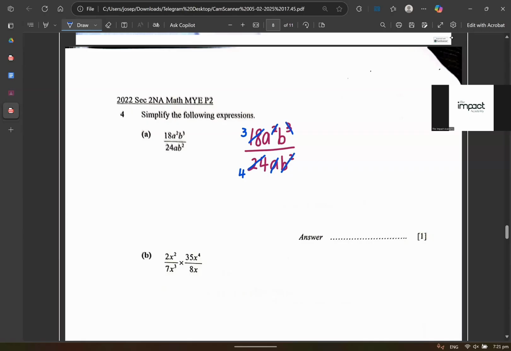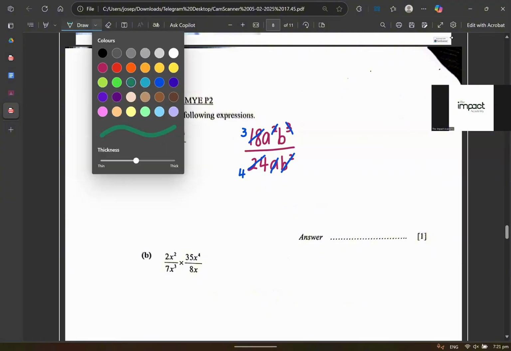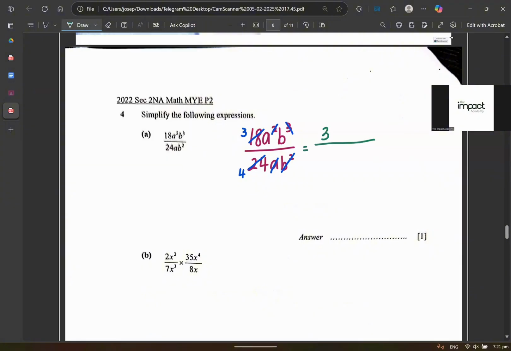Cancel the entire B squared. Sorry, am I too fast? You get to 3 over 4. And then after that, 3 what? 3AB, true? Can you understand? Yeah. So you get 3AB over 4.